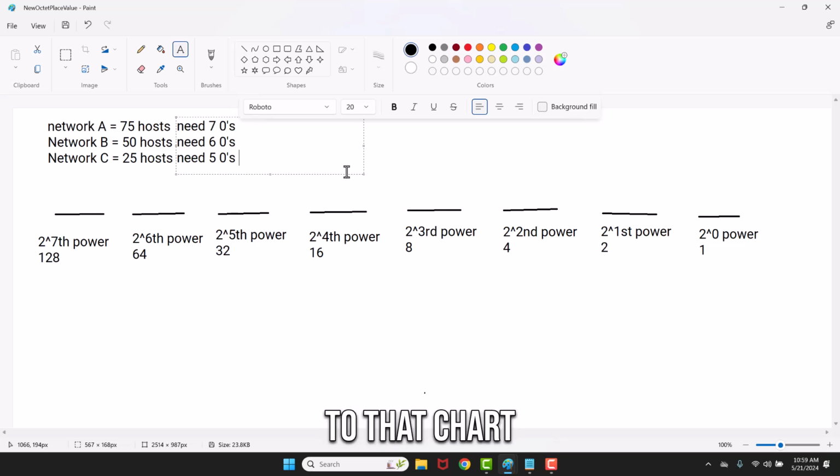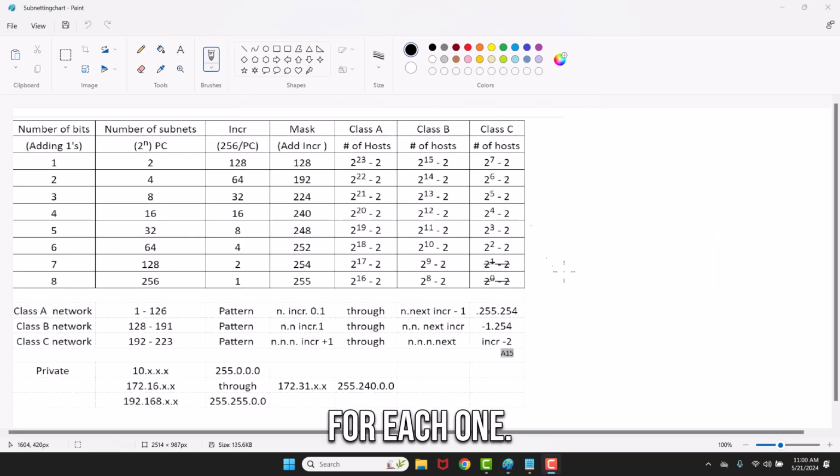So going back to that chart that I showed you in the last video, the subnetting chart that shows you how you can quickly find what the mask is and the increment is. In this case, so far, we're only going to solve for the mask. Let's see what the mask is going to be for each one. So for network A that needed 75 hosts, we determined we would need 7 zeros. So coming up under a class C, we get to where it says 2 to the 7th power, and our mask is going to be 128.